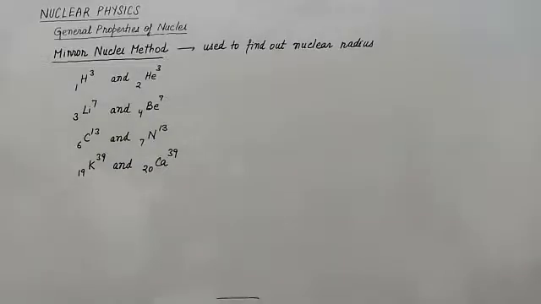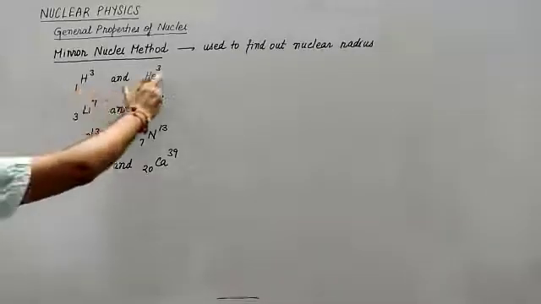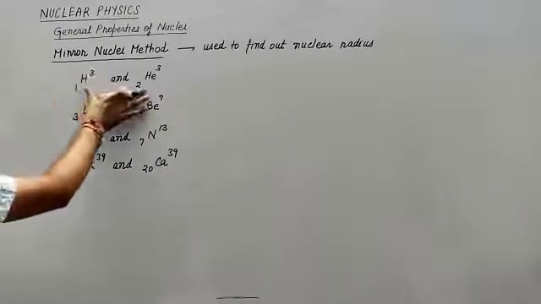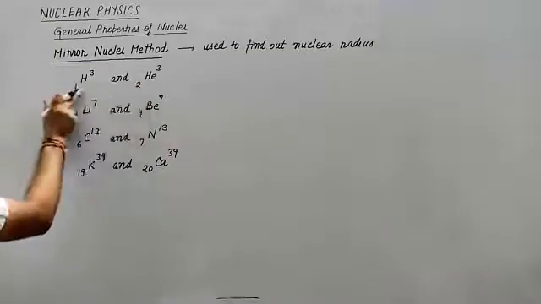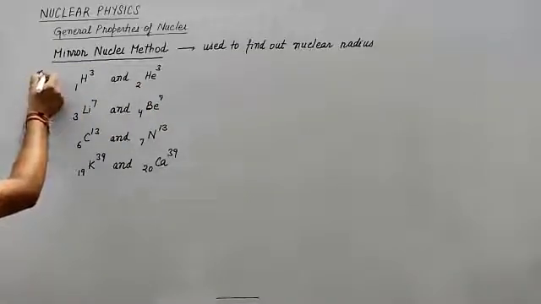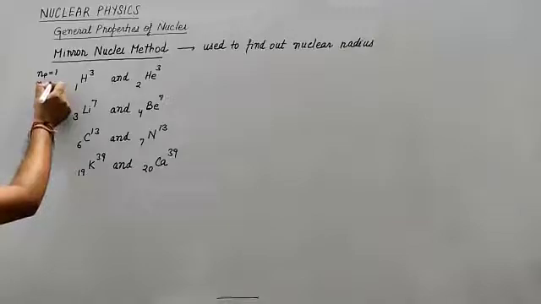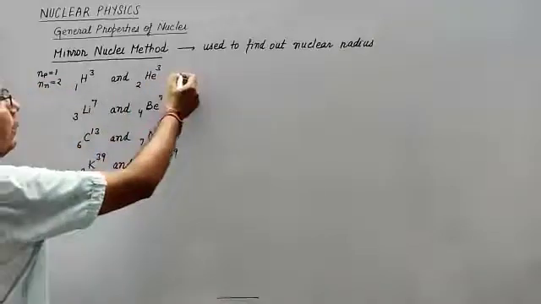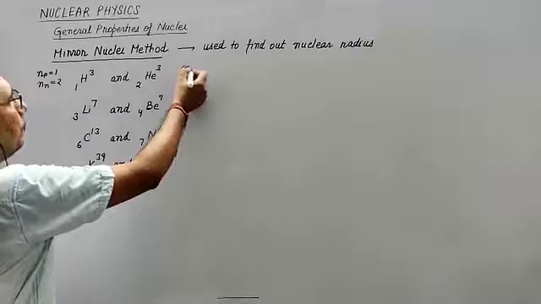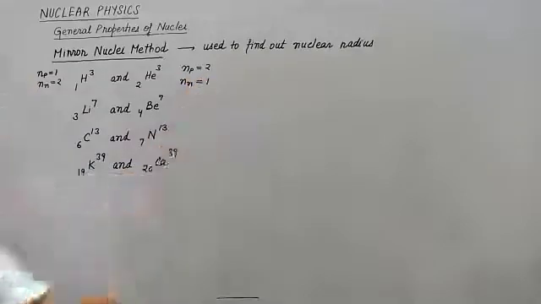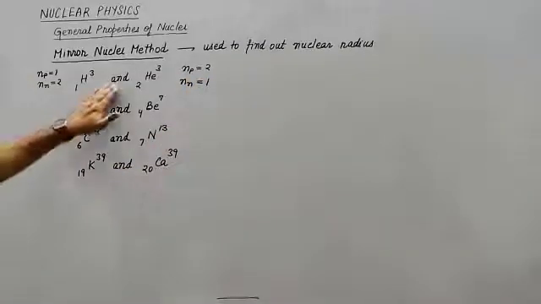So can you observe anything about mirror nuclei? This is a set like 1H3 and 2He3. So why are they known as mirror nuclei? Because if you write down the number of protons here, number of protons is 1 and number of neutrons is 2. While in case of helium, number of protons is 2, while number of neutrons is equal to 1.